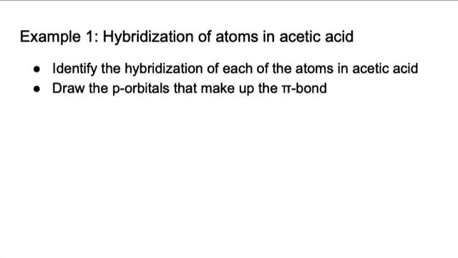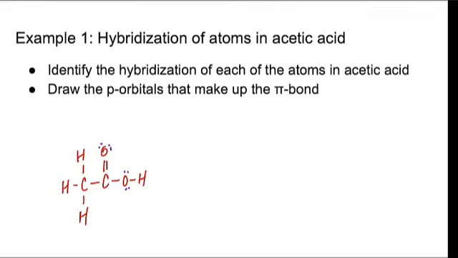Okay, so go ahead and pause the video here and draw acetic acid. You're probably getting very good at drawing the Lewis structure of acetic acid, and then identify the hybridization of each of the atoms in acetic acid. Okay, so I've gone ahead and drawn the structure for acetic acid, and we're going to go ahead and identify the hybridization of the carbons and the oxygens. The hydrogens are not hybridized. They have just a 1s orbital that does not hybridize.